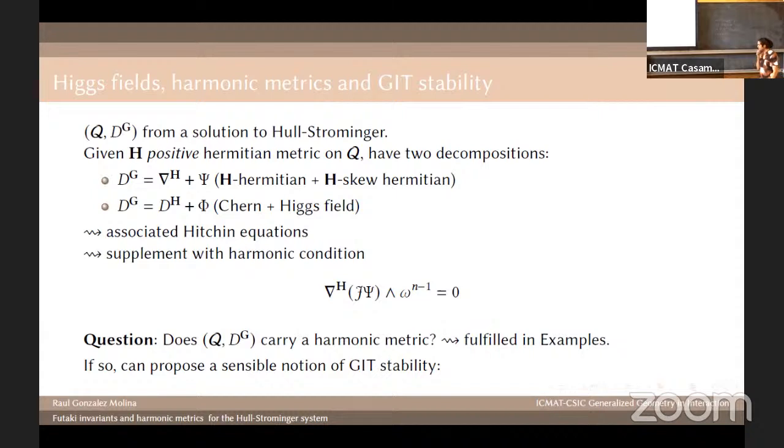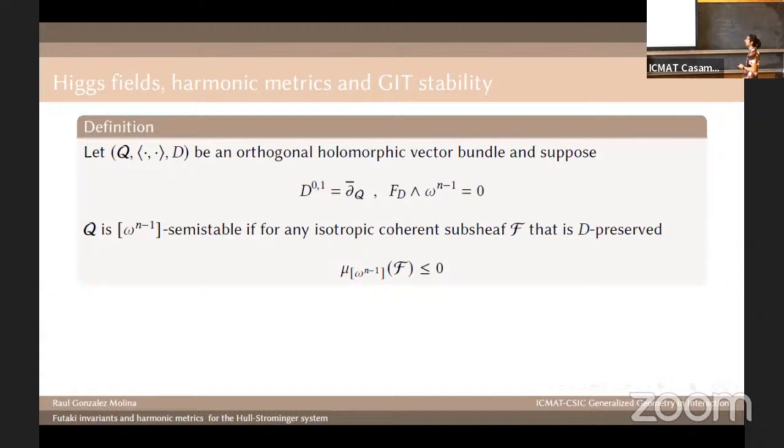Yeah, this comes in order to complement it with the Hitchin equations we have found associated to a decomposition, in order to have a full system which has a moment map interpretation. It's a hyperkähler moment map. I see. Oh, yeah, that's what you said. Okay. So we have no answer for the moment for this question, but supposing we had a harmonic metric, then we can propose a sensible notion of stability, one that seems to work for the moment. And how does it work?